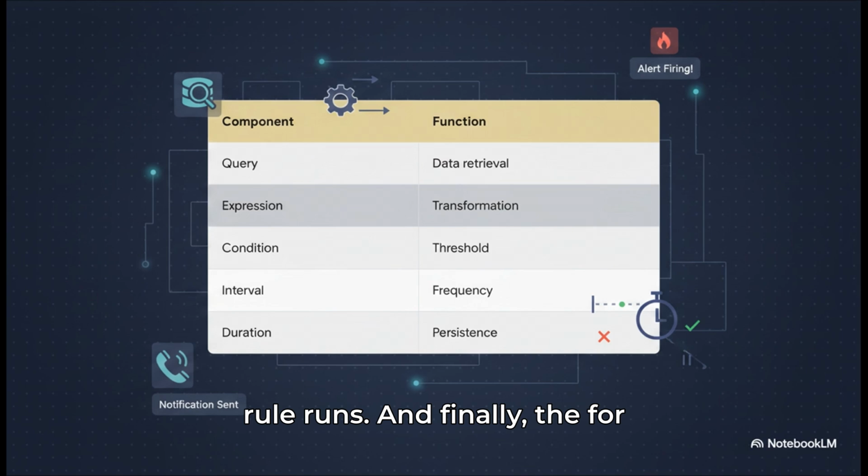And finally, the for duration. Do not skip that last one. It's the amount of time a condition has to persist before it actually fires. It is an absolute lifesaver for filtering out those quick, transient spikes that cause so much unnecessary noise.